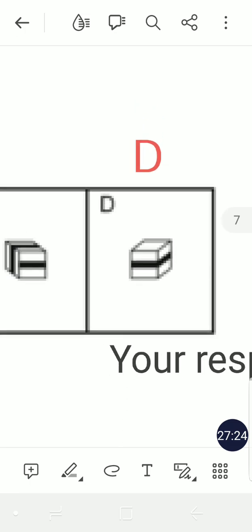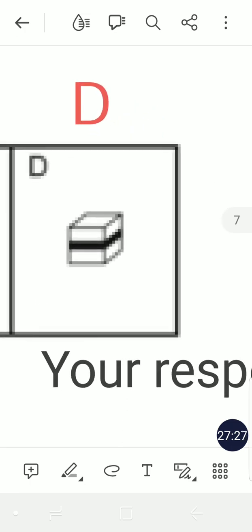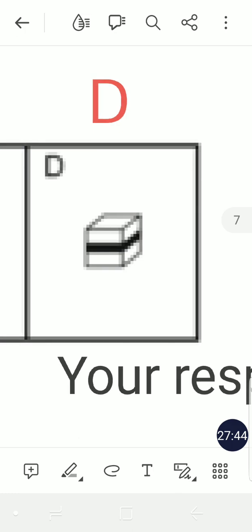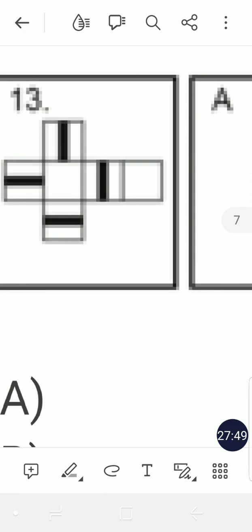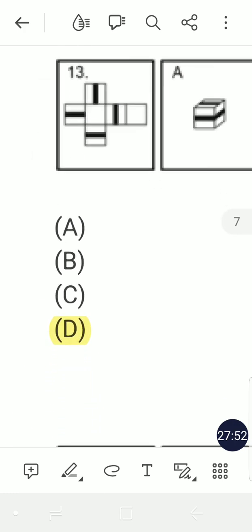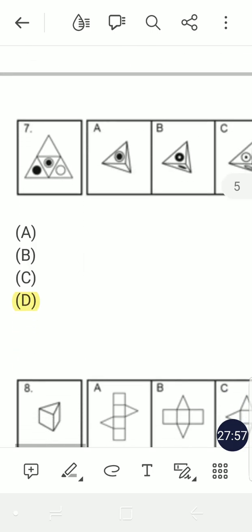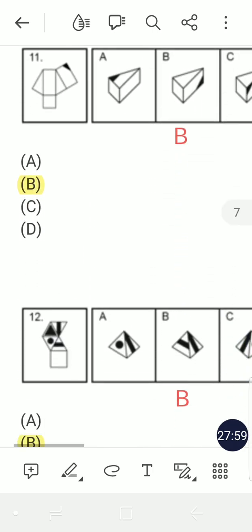So the only correct answer is D, because the two horizontal lines are right beside each other and the plain white square face is at the top, and there's a square face at the bottom as well on the opposite side, just like here. Okay, so that's number 13 and number 14 now.